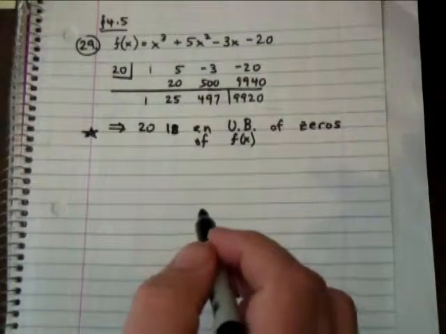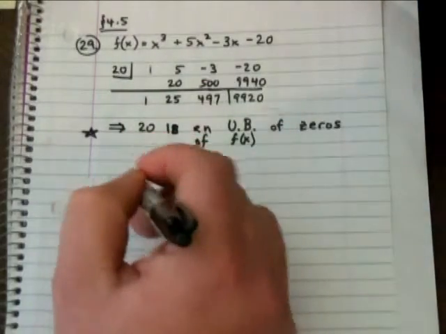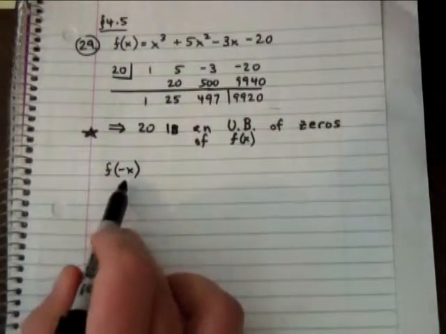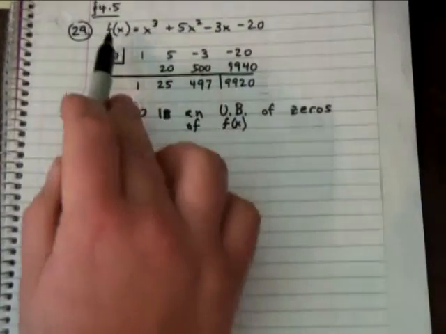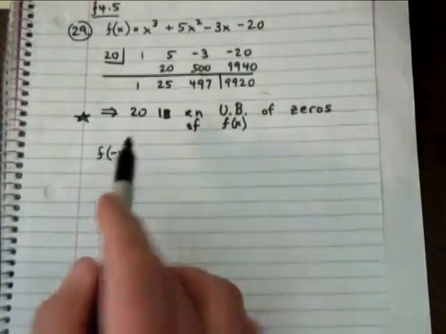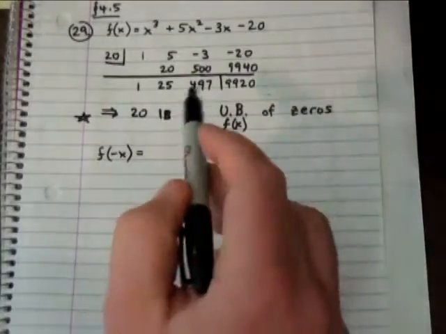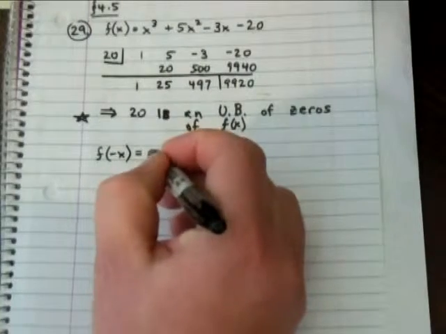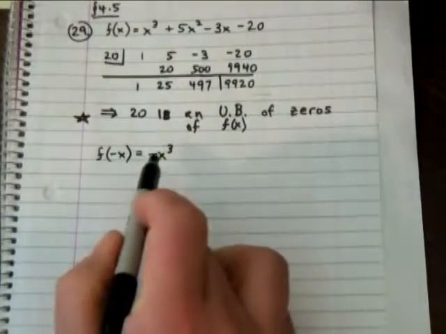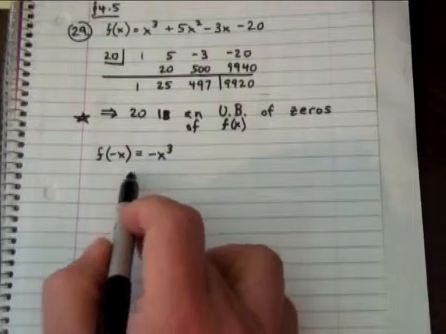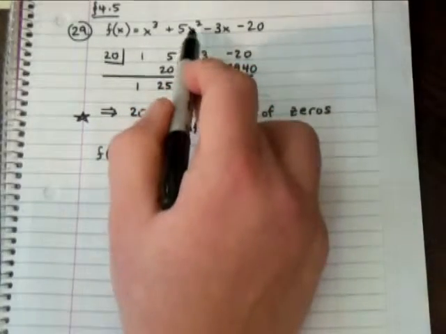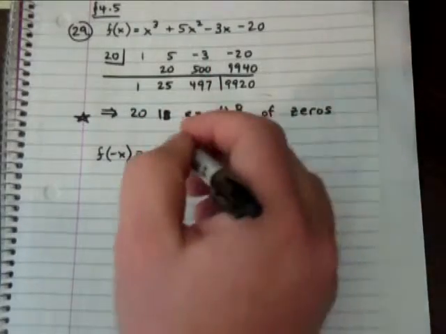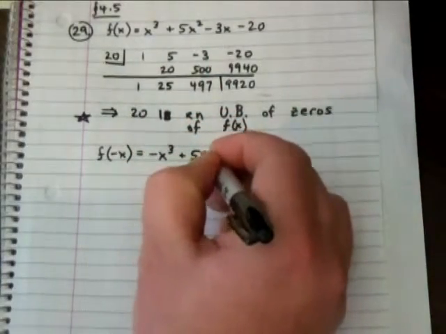We also want to find the lower bound. Well, for the lower bound, the first thing you actually have to do is find f of negative x. So that means wherever you saw an x in your previous function, replace it with negative x and simplify. If you take negative x raised to the third power, you get negative x to the third power because multiplying 3 negative numbers together comes out negative. But if you take negative x and you square it, 2 negative numbers multiplied together comes out positive. So we have plus 5x squared.